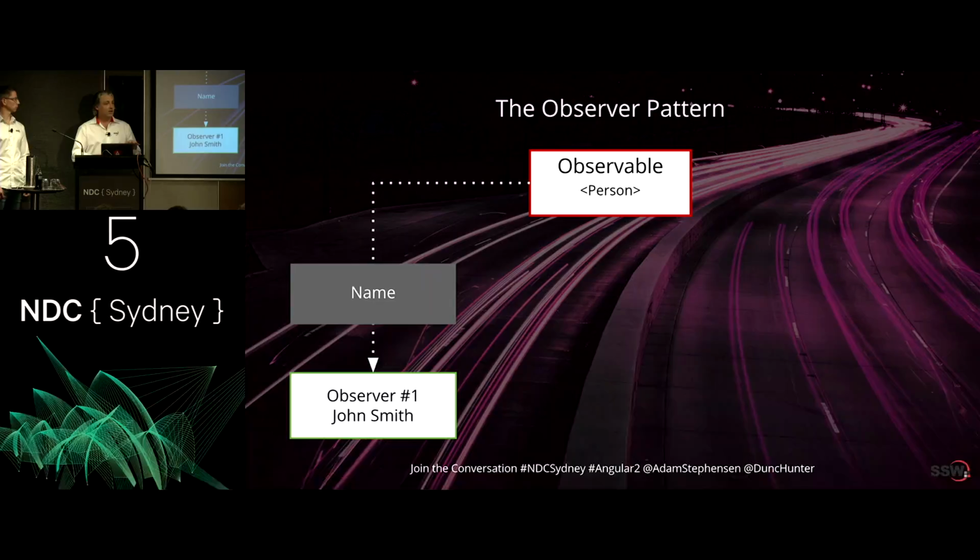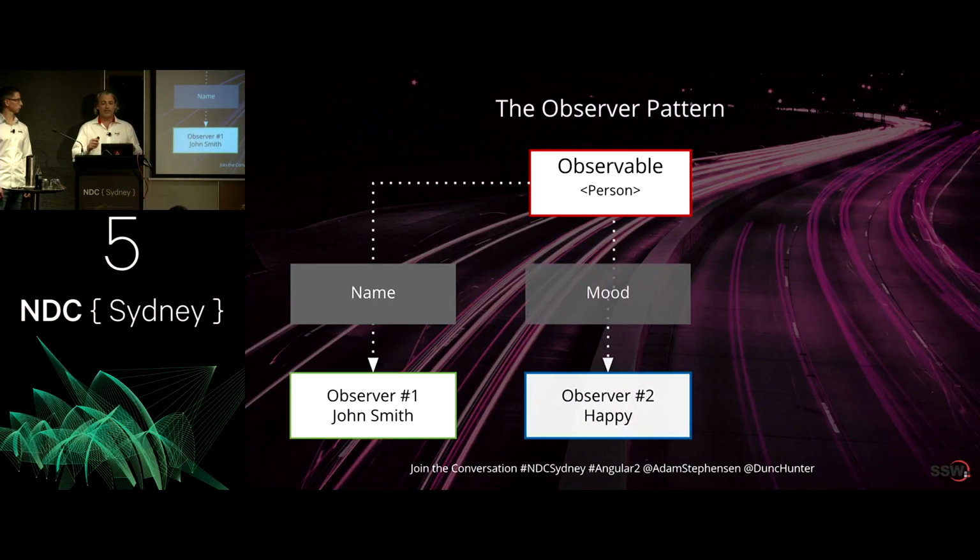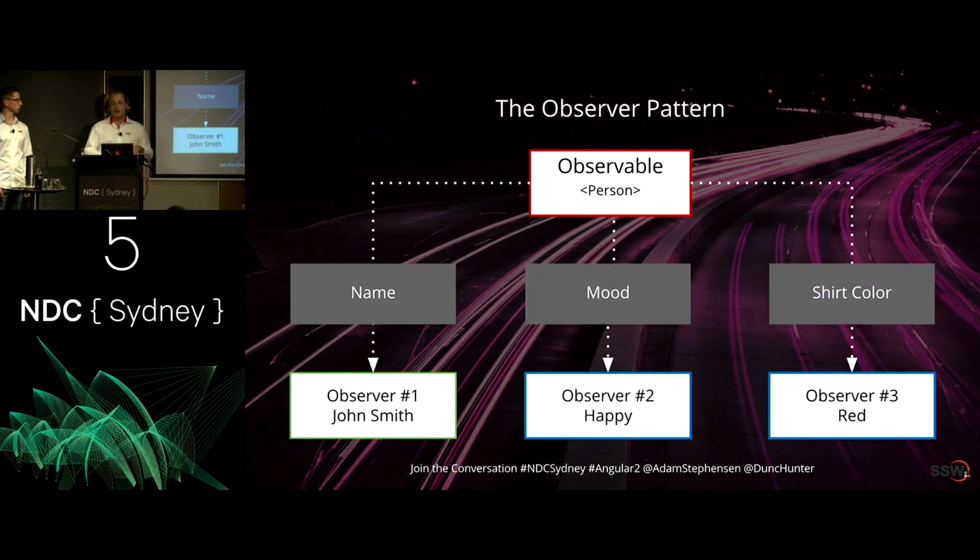Now, one thing a lot of people miss is you can actually have more than one observer. So I could create an observer for mood, for John, and I could create an observer on the shirt color for this observable. Another thing that people miss is that if you don't have an observer for a particular property, it's not being observed. So we don't have an observer around John's weight, for example. So he could go and lose a whole heap of weight and no one would notice. Poor John.